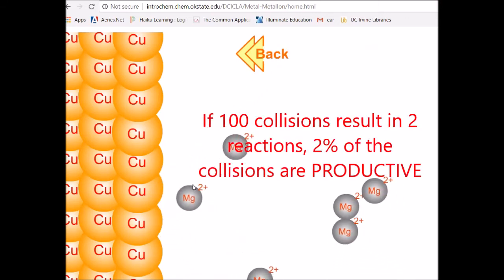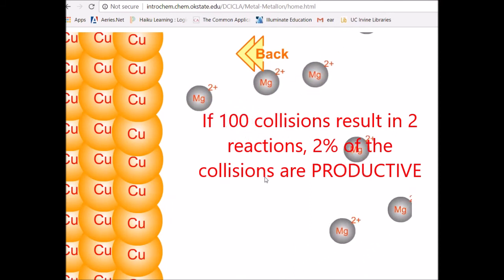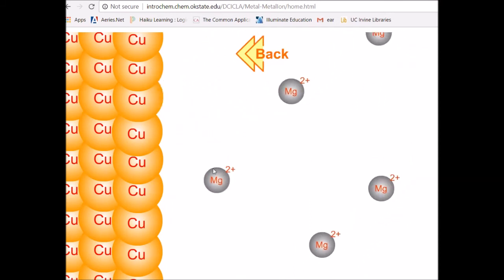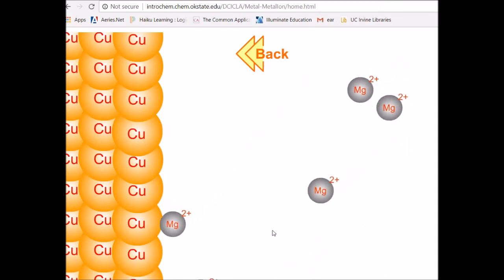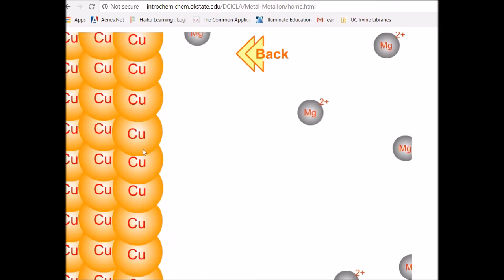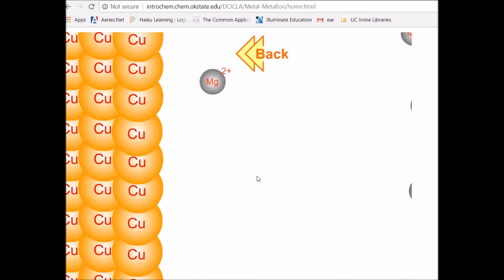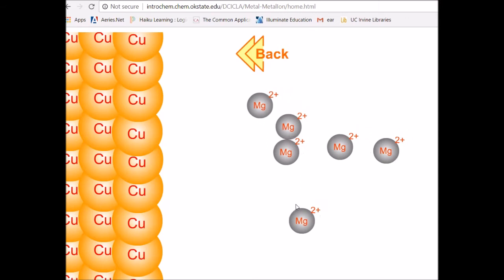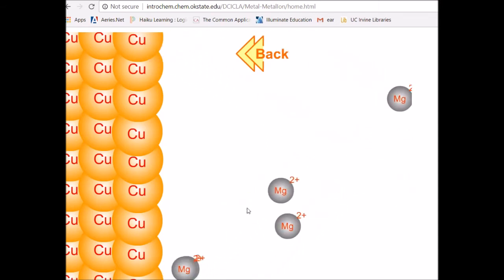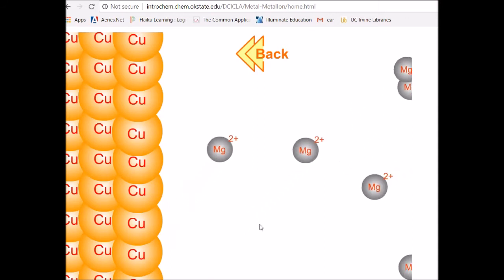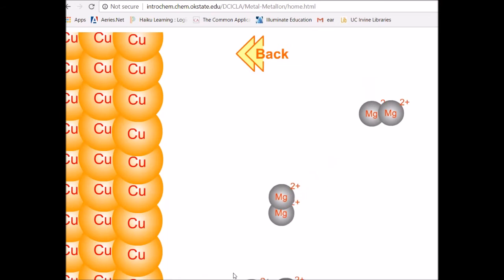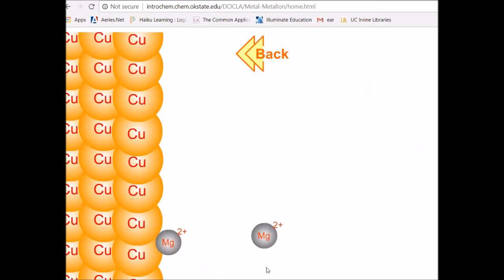So the idea is that there are 2 factors in the collision-based model for chemical kinetics. One is how frequently do the collisions occur. If there are no collisions, you can't have a reaction. If the ion never meets the metal, you can't have a reaction. But the second factor, which is very important, is what percentage or what fraction of those collisions actually do result in reaction. And that's typically a small percentage.